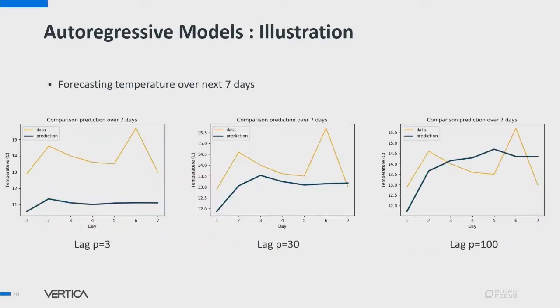So looking at temperatures, that's an example that we started with. Just continuing that, here we are actually working with the lag: lag p equal to 3, p equal to 30, and p equal to 100. In each of these cases, the comparison prediction is being done over 7 days. The yellow line is the data, the blue is the prediction.